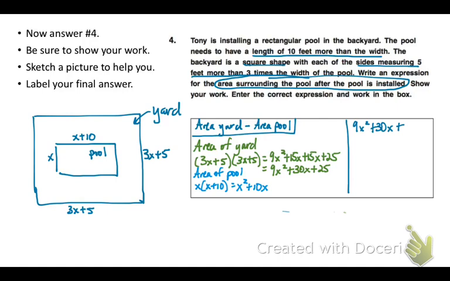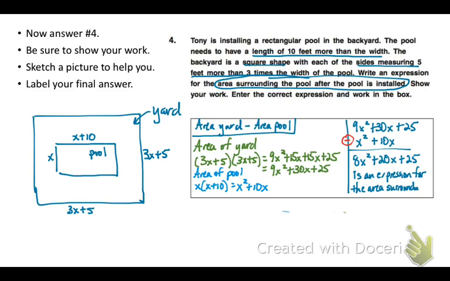Now we're going back to our original plan, and we're going to take the expression of the area of the full yard and subtract off the expression of the area of the pool. So notice I've just stacked them up with like terms underneath each other, and now I'm subtracting. So 9x squared minus 1x squared is 8x squared. 30x minus 10x is 20x. And then 25 minus nothing is 25. And then I would be sure and label my answer that 8x squared plus 20x plus 25 is an expression for the area surrounding the pool.